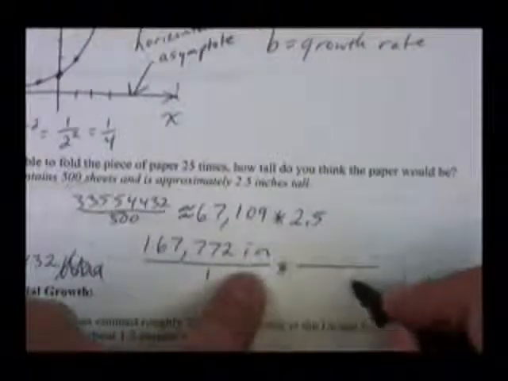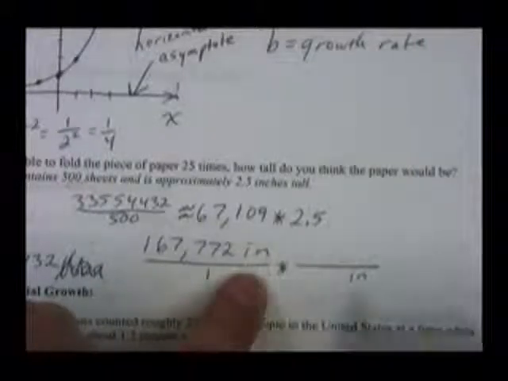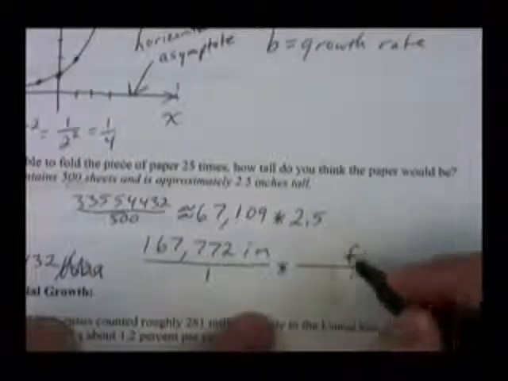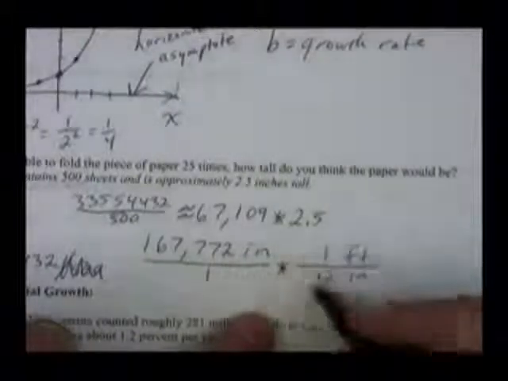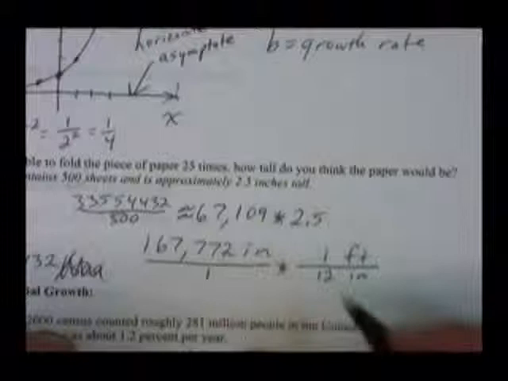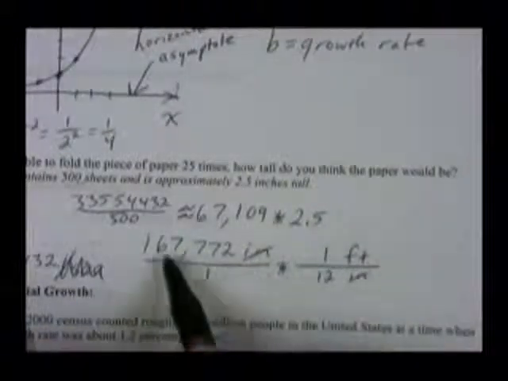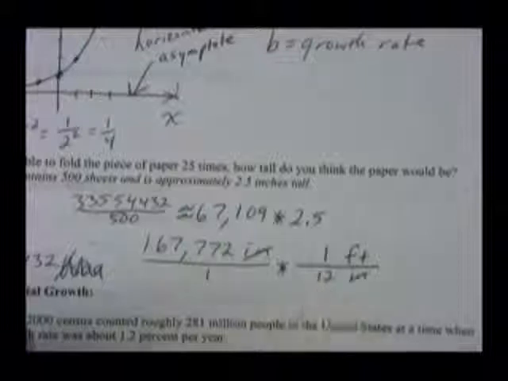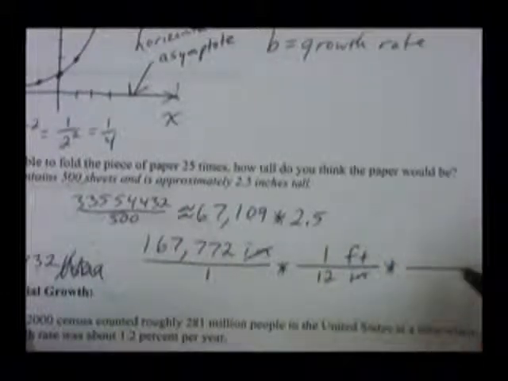I'm going to get rid of inches, so if I put inches in the denominator, it'll cancel with this inches, and I'm going to change it into feet. And I know that there are 12 inches in 1 foot. So this is what we call a unit fraction, and we'll get into that later on in the course. So the inches will cancel, and I can divide by 12 to figure out how many feet there are. But I'm going to keep going and do one more calculation.